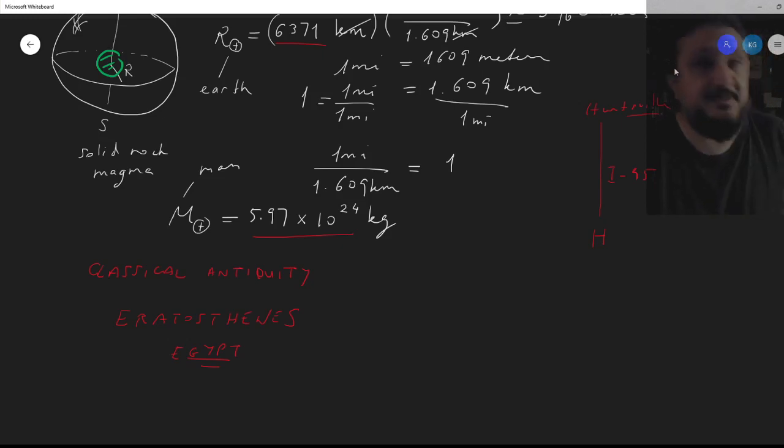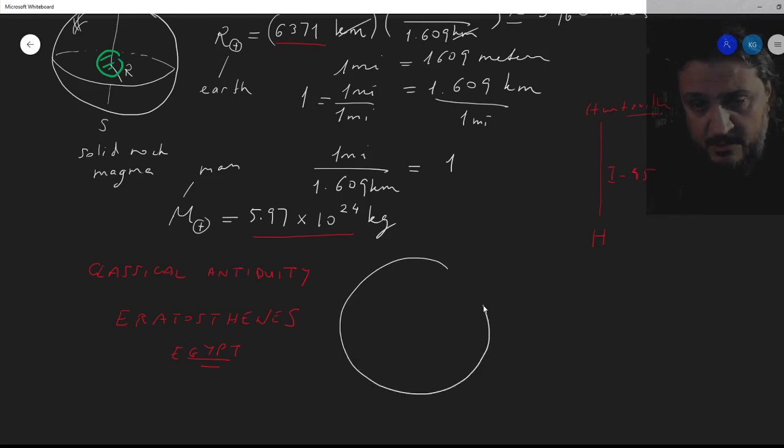And from this information only, and also knowing how far Huntsville is from Houston, you can determine the radius of the Earth. It's really simple, actually. So let me try to draw a picture here. So this is Earth.